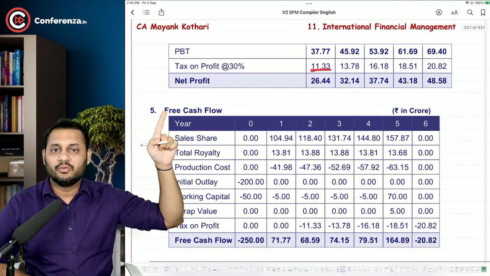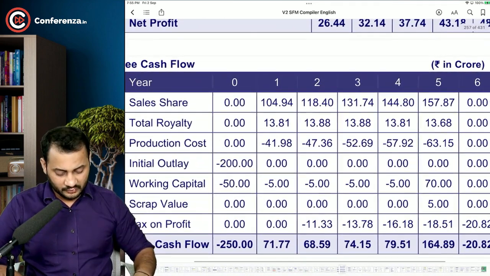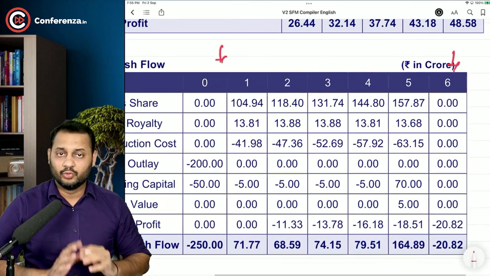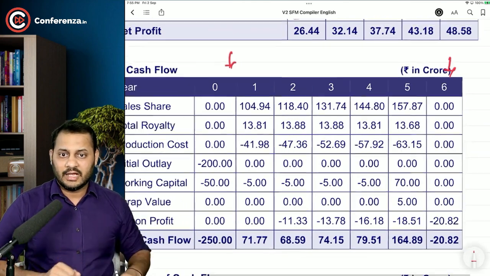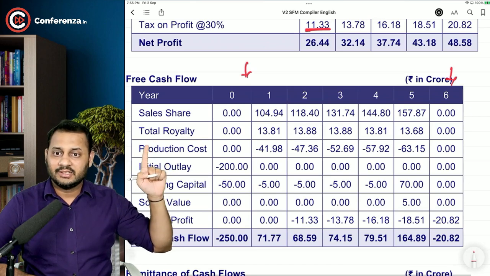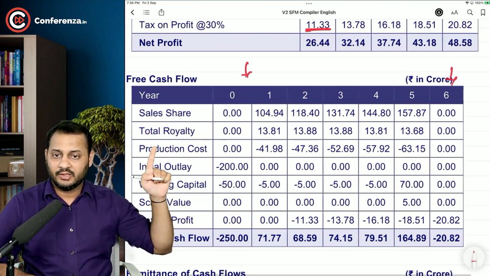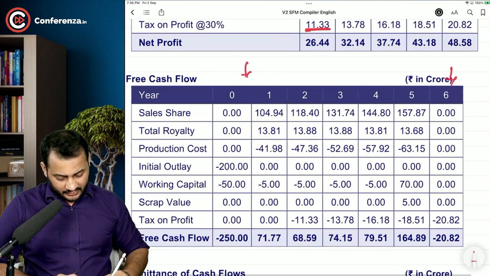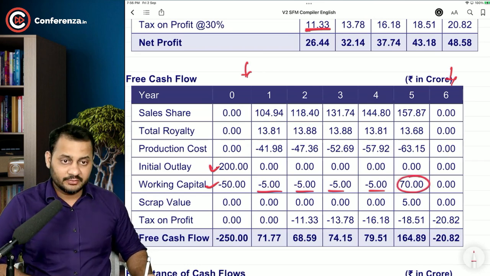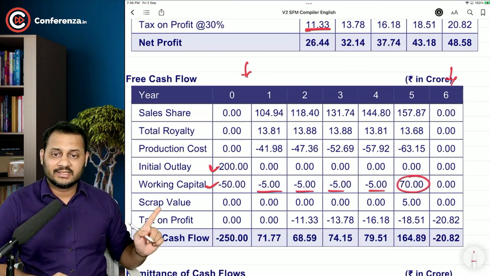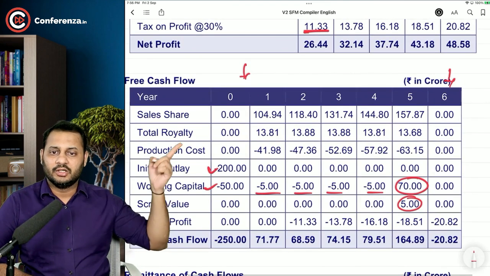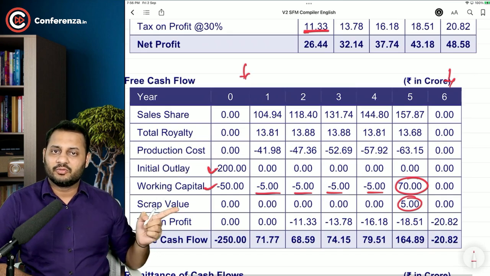Now again we are going to calculate the cash flows. See, understand what is happening now. You will start from 0. You will add these two columns, 0 and 6th year. Now what will happen? You take the sales share, royalty, okay, then production cost. These three will be the same. Initial outflow and working capital here, and you can see working capital every year they are increasing, and then 70 is being released at the end of 5th year. Cool. Scrap value at the end of 5th year 5 lakh, 5 crore or 5 lakh, I think 5 crore. Total investment was 200 crore, 5 crore was the scrap value.